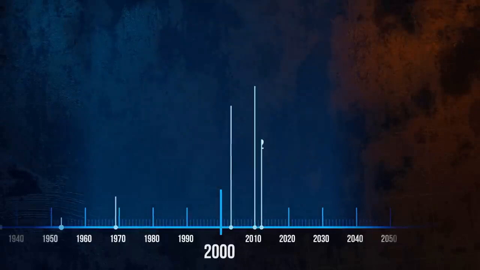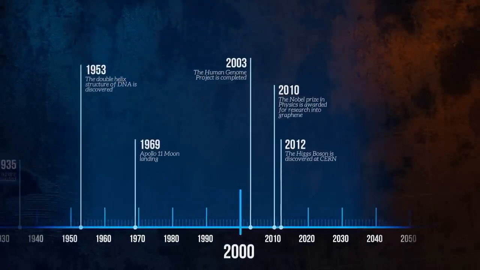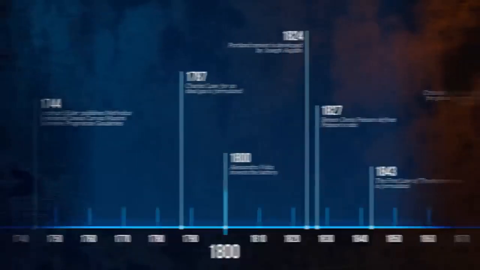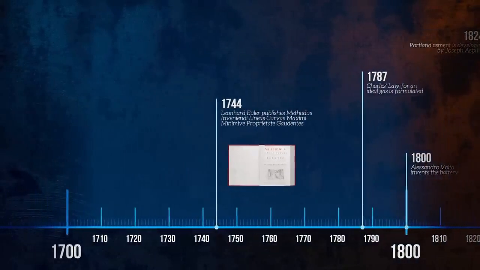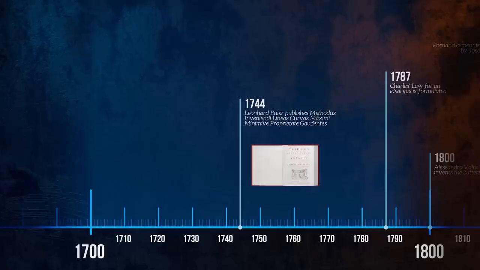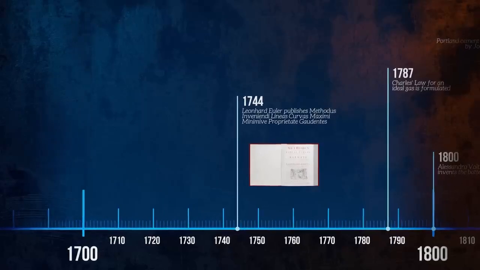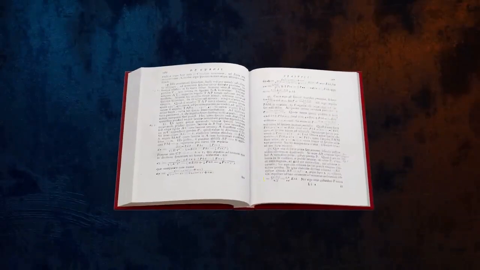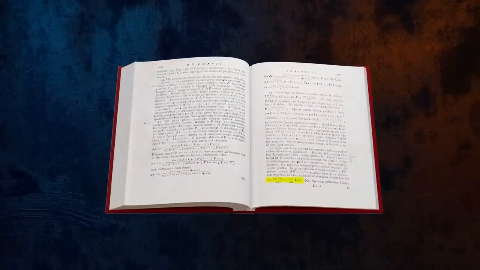To answer this question, we need to travel back to the mid-18th century. In 1744, the mathematician Leonhard Euler published a book in which he laid out a new method for analyzing functions, called the calculus of variations. To illustrate how this new method could be applied, Euler included in an appendix the derivation of an equation for the axial load that will cause a column to buckle.